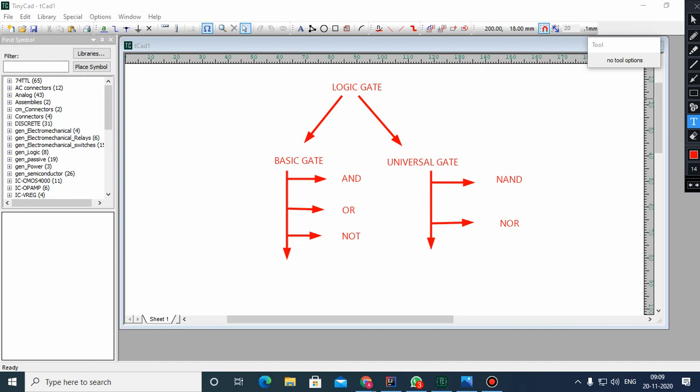Before I start with the basic gates, let me teach you what are minterms and maxterms. So anybody, if you know about minterm and maxterm, please tell. Children, do you know about minterm? Okay.